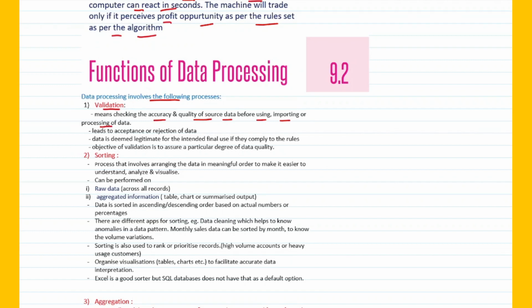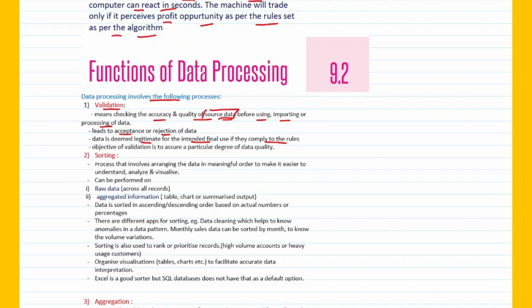So what exactly is validation? It's basically checking the accuracy and the quality of the source data before it is being utilized or imported or used for the processing of data. Now this eventually will lead to what? This validation will help you to either accept the data or reject the data. If data is legitimate, that means it is useful and valid for the intended final use if it complies with the rules. So if it satisfies all the conditions above, then it will be deemed to be legitimate. Legitimate means legal, so it can be used for the final purpose of business.